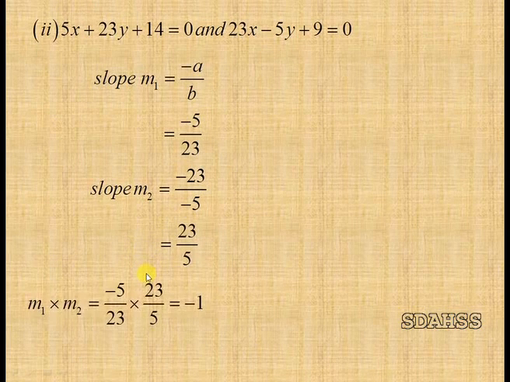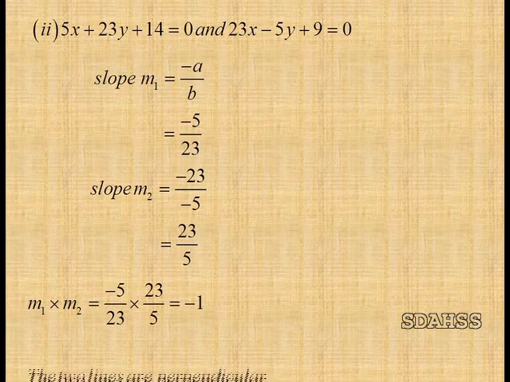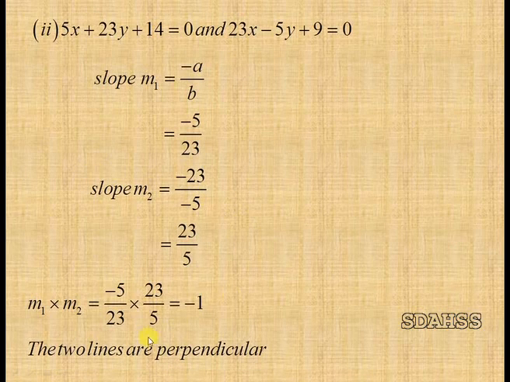Then find M1 into M2, which is equal to, substitute the values. Here M1 is minus 5 by 23 into M2 is 23 by 5. Then cancel. 23 cancels. 5 also cancels. So you have minus 1. So the two lines are perpendicular.